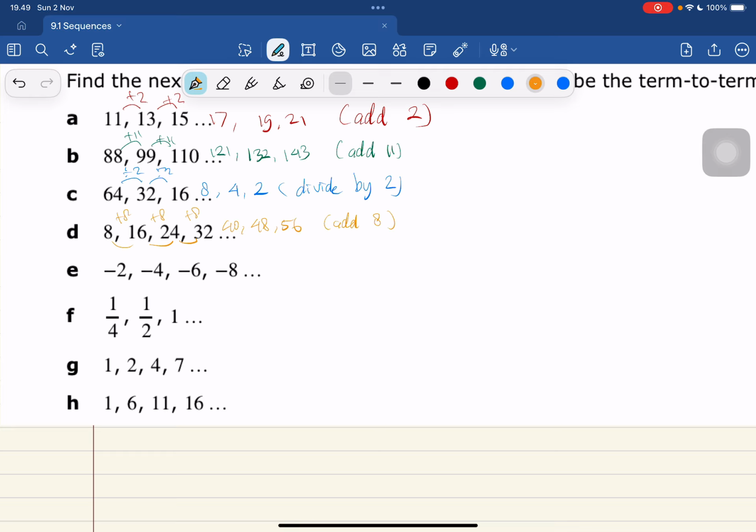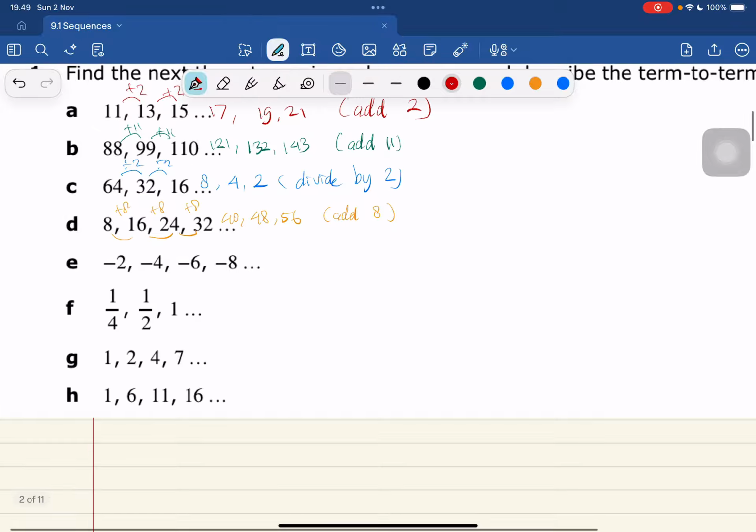Next, we got minus 2, minus 4. Okay, so look at the difference. It's going to be minus 2, minus again 2, minus again 2. So this is just subtract 2.